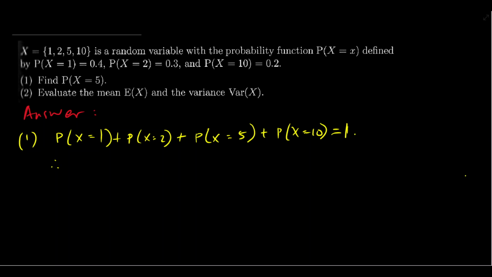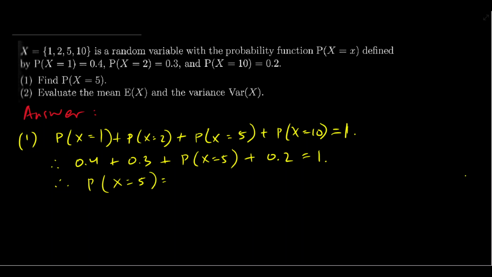Therefore, for x equals 1 it is 0.4, plus x equals 2 is 0.3, and x equals 5 is still unknown, and x equals 10 is 0.2, must be equal to 1. Therefore, the probability for x equals 5 is 1 minus 0.9, and therefore equals 0.1 for the probability of x equals 5.